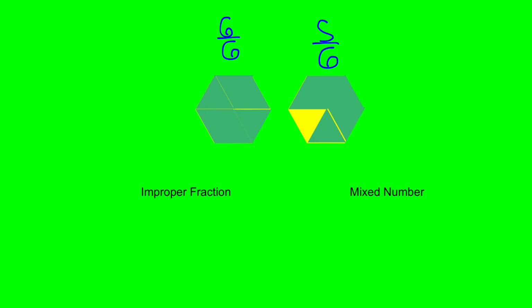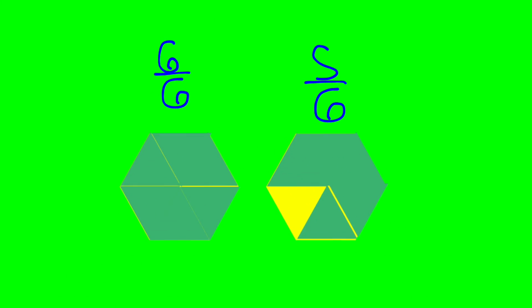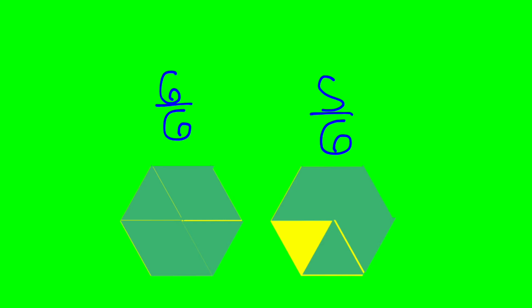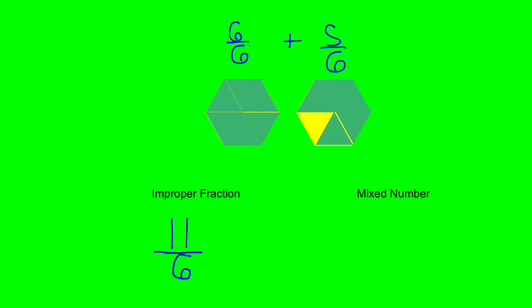So the improper fraction, the denominator is 6 parts. It's divided into 6. And let's count how many of those we have. We can count 1, 2, 3, 4, 5, 6, 7, 8, 9, 10, 11 out of 6. Now, if you're just looking at the numbers here, you can see that 6 plus 5 is 11. So we have 11 over 6. Now, this also represents 1 whole. So if we're talking about a mixed number, this is 1 whole plus 5 out of 6.